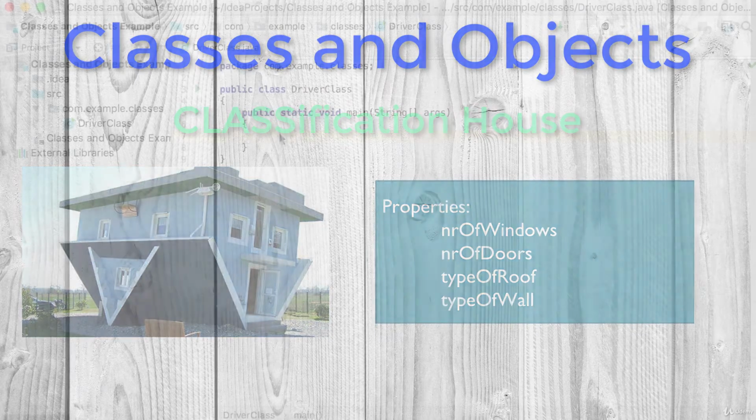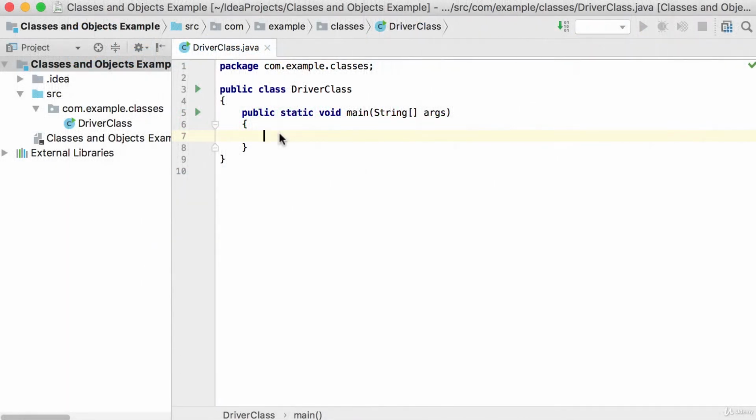Let's go to IntelliJ. Right, back in IntelliJ, I've created a new project called Classes and Objects Example. In my source folder, I created a new package, and the package name is com.example.classes, and I've created one Java file, and this Java file will be my driver class where my main method is. So this is where my application will start. So now let's look at the concept of classes in Java.